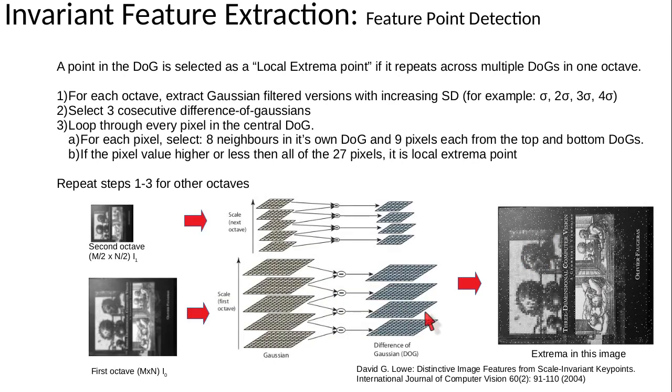This slide illustrates that the process of selecting local extrema points is repeated on the second octave as well. So for instance, we had discussed how the first octave, or the image I0, is processed by applying Gaussian filtered versions with increased standard deviations. The difference of Gaussian images are examined to obtain local extrema points. The same process is done on octave I1, I2 and I3.